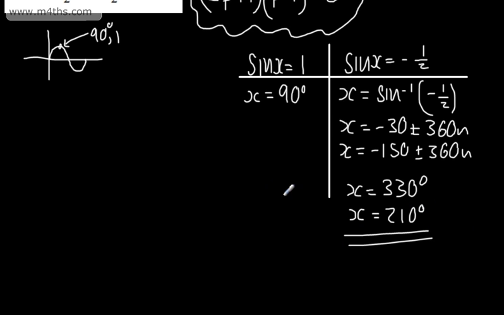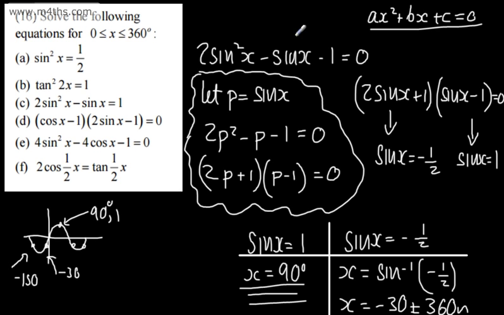So they're my solutions. Now, what I've just done is solved for this point right here where we've got negative 1/2. That's given me negative 30, and this one has given me negative 150. I've simply jumped to these two in the interval that we need. So 3 solutions to that equation in the given interval of 0 to 360 degrees.